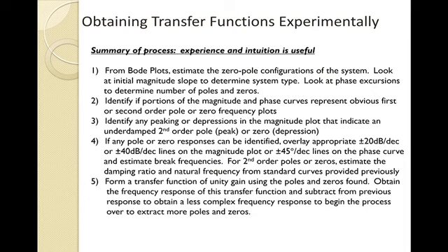Then we're going to form a transfer function of unity gain using the poles and zeros found, and then obtain the frequency response of this transfer function, subtract it from the previous response to obtain a less complex frequency response, and then begin that process over to extract more poles and zeros until that response after you subtract the last one is more or less flat. And then that means you're pretty much done.